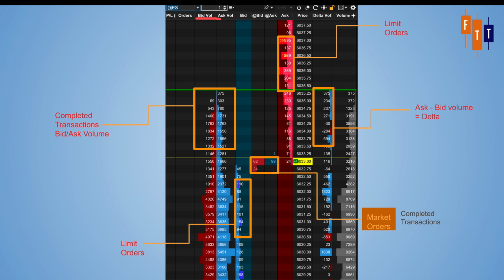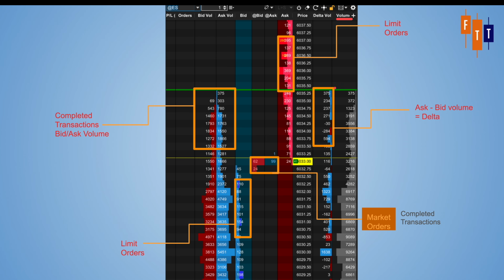This column right here is your bid and your ask volume. So this middle column volume is going to be right here. These are completed transactions. You can see the histogram and the profile, if there's more market buys or market sells at that price, and it shows your total volume profile. So the volume right here is going to be the total of these combined. So 375 plus 0 is 375. 303 plus 69 is 372. Right? 780 plus 543 is 1323.